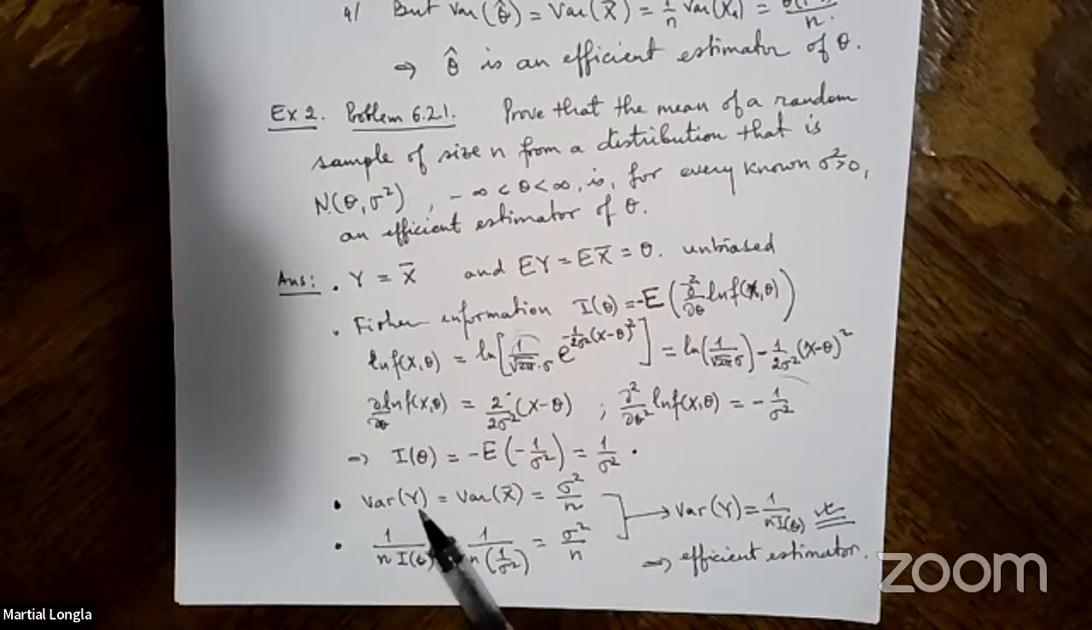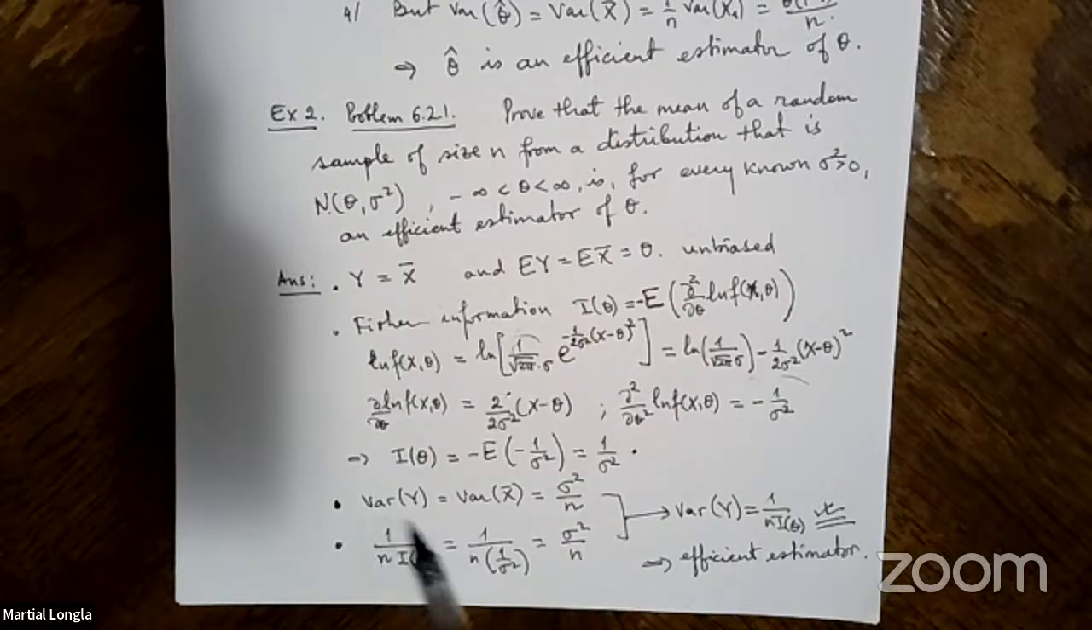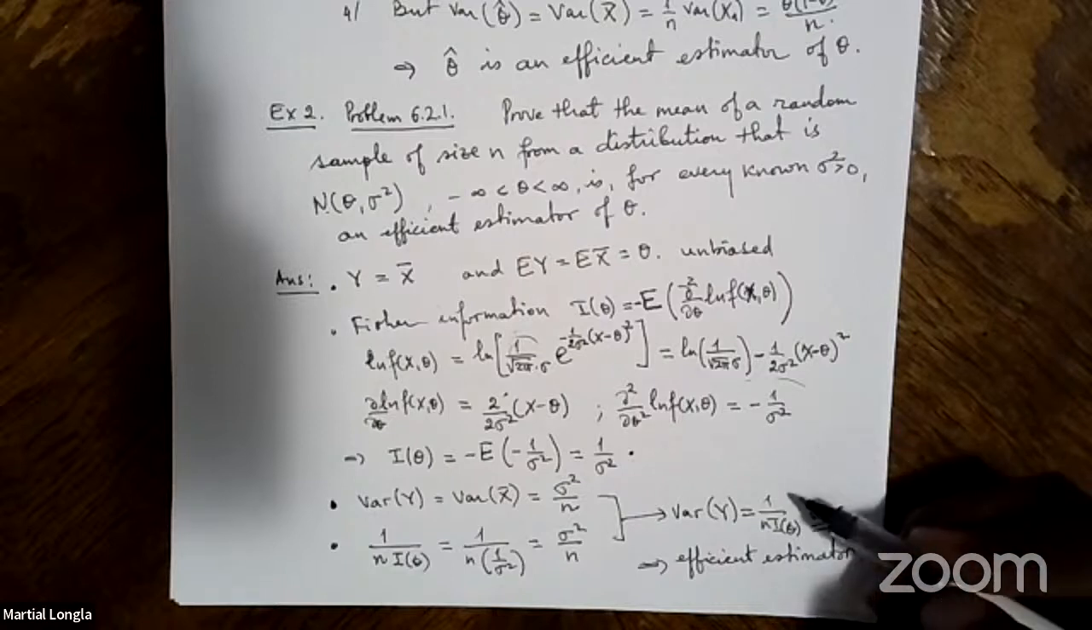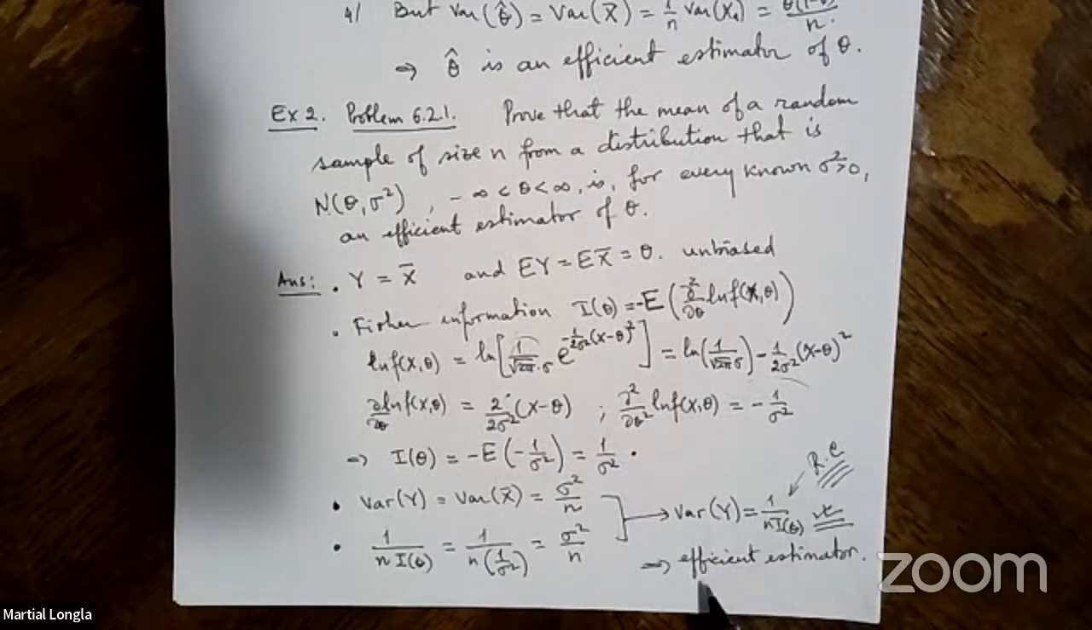Then you compute the variance of the estimator that is given. In this case, it is X bar. We've been dealing with this, so the variance of X bar is sigma squared over n. And then you take 1 over n I of theta, and you see it's exactly equal to that. Therefore, the variance is equal to the Rao-Cramer lower bound. And when that is the case, you say that the estimator is an efficient estimator. That's all we did last time, and that was a review of that.